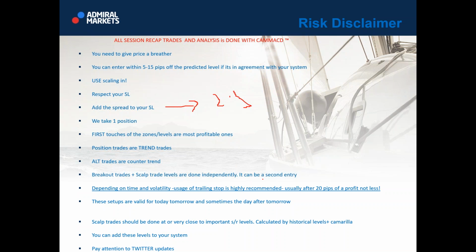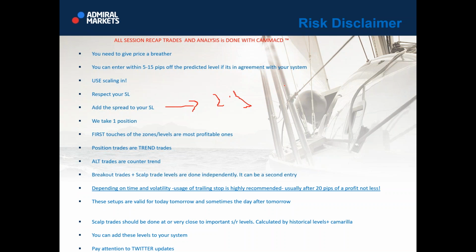If I post it on our PPT, then those can be used as a second entry. So sometimes if you see this scalp or breakout, that means that you can trade the pair with 2 or 3 different setups. Depending on time and volatility, usage of trailing stop is highly recommended. I never ever recommend less than 20 pips of a profit. So we call it a profit stop, okay?